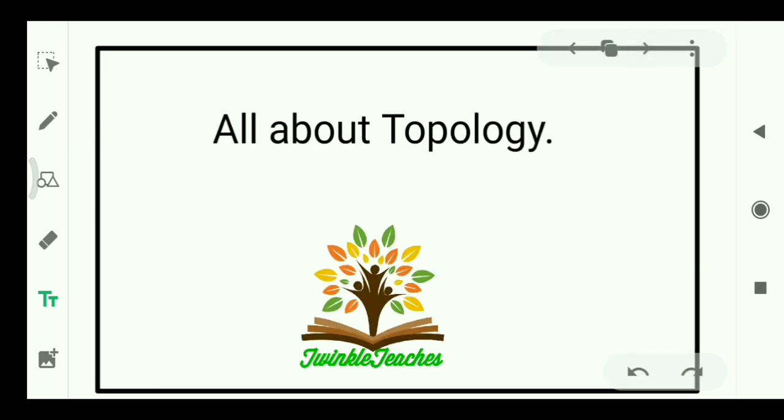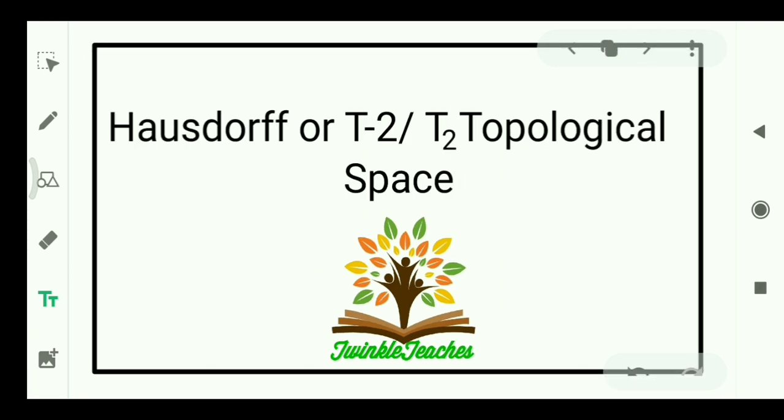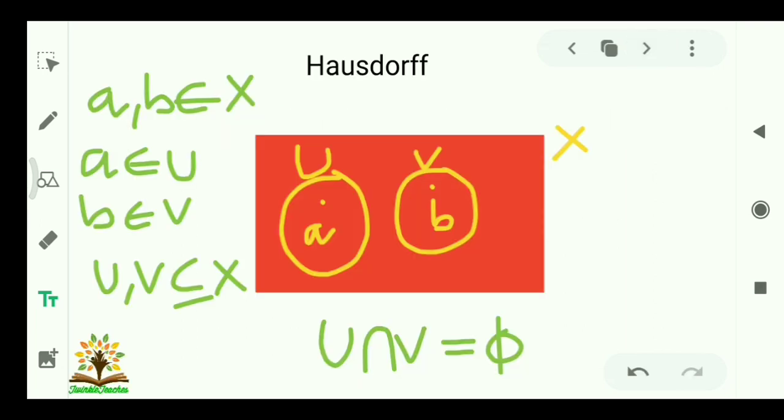As we are discussing all about topology, here is the next topic in this list, that is Hausdorff or T2 topological space. A better name for Hausdorff topology is T2 topological space. So let us see what is Hausdorffness of a topological space.